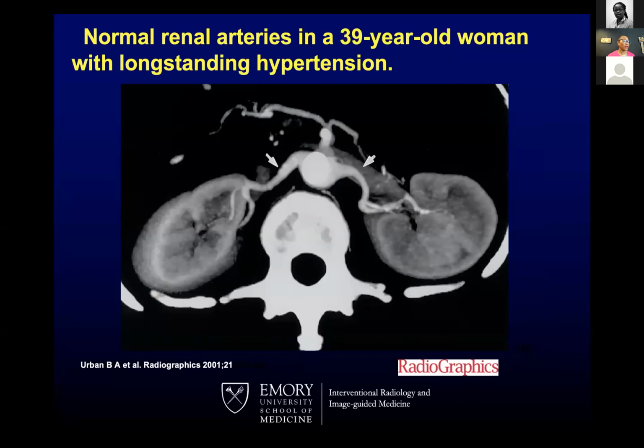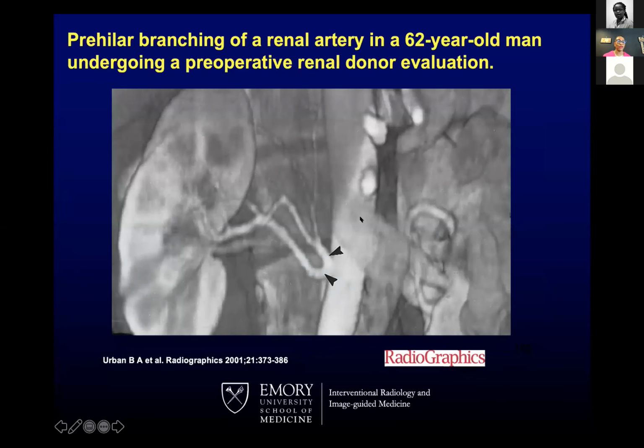So this is a 39-year-old that had long-standing hypertension and had a CT looking for renal artery stenosis. And you can see here, there's no renal artery stenosis. This is a 62-year-old person that we're evaluating for a living donor.